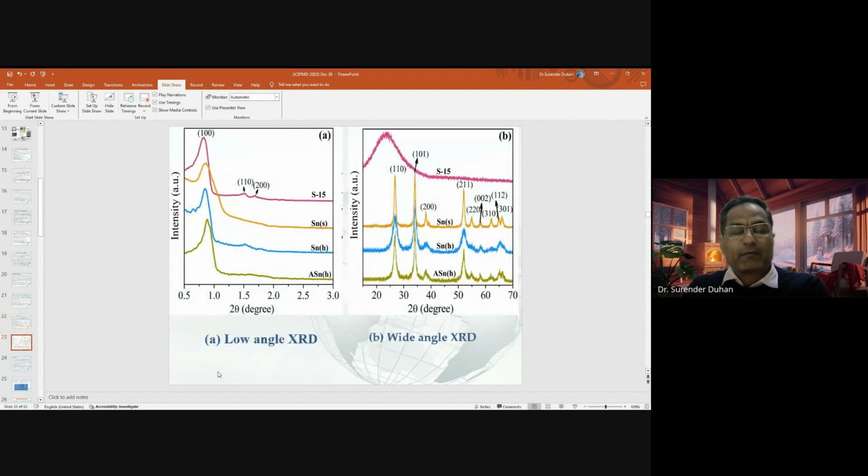These are two spectra, of low angle XRD and wide angle XRD. This is the spectrum collected from low angle XRD. Here at angle 0.9 degree, we can identify this plane, the 100 plane. In small angle XRD, just a hump is observed, but in case of wide angle XRD, we can determine sharp peaks like this, at 28 degree, 35 degree like this. These are sharp peaks of metal or metal oxide.